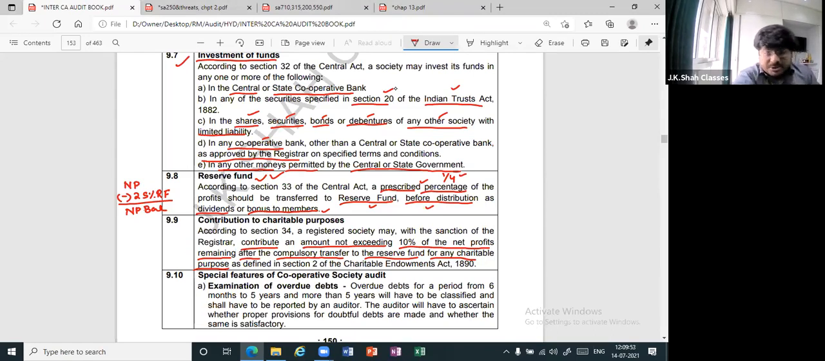Thereafter, once you have transferred something to the reserve fund, you have to give certain funds for charitable purposes. Now, how much fund to be given for charitable purposes? Maximum 10%. Can it be lesser? Yes. But can it be more than that? No. So maximum 10% for charitable, and then you will get again the balanced net profit.